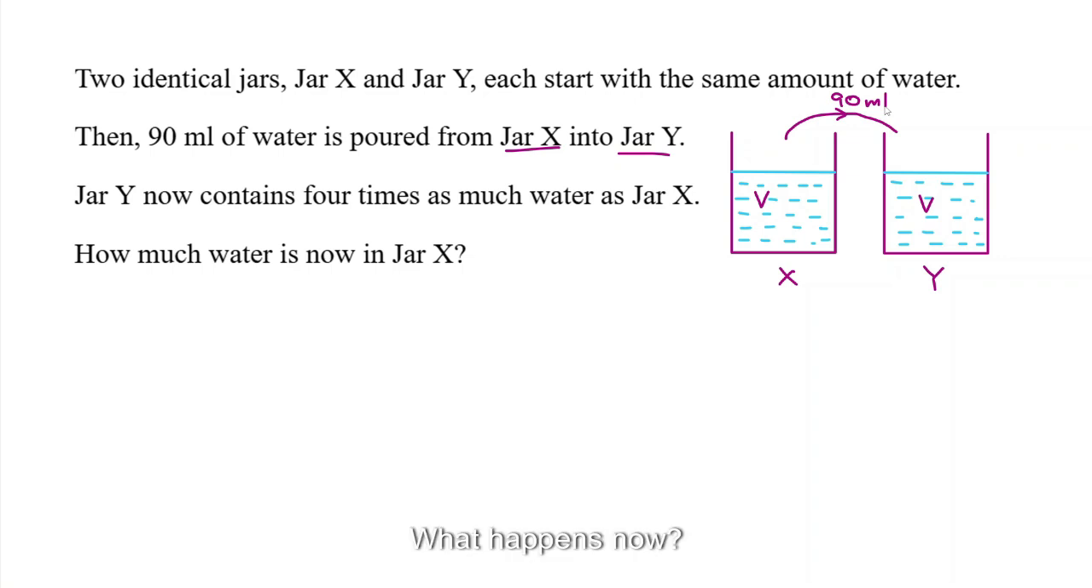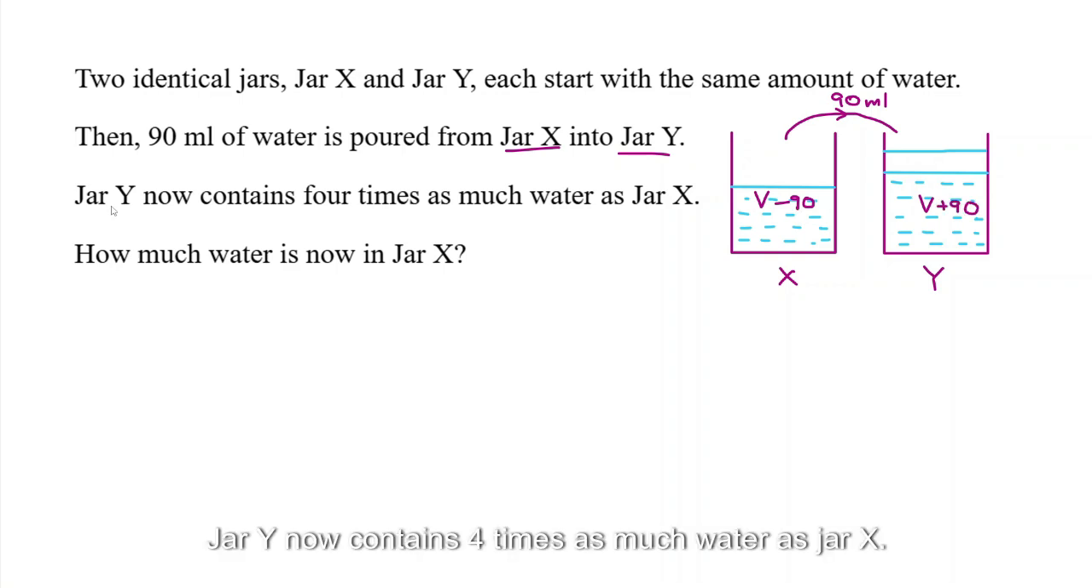So what happens now? The water level on jar Y will go up and the water level on jar X will go down. Now, the new volume here is V take away 90 because you lost 90 from this. The other one gains 90. So that's that. We add 90. Jar Y now contains 4 times as much water as jar X.